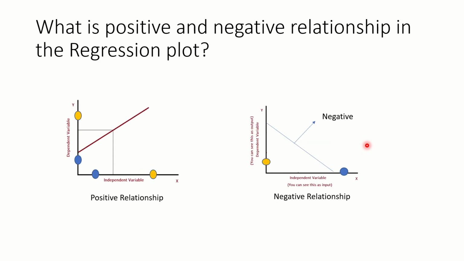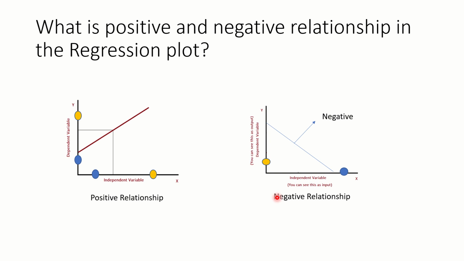What is positive relationship and what is negative relationship in the regression plot? Very simple. If x-axis increases and simultaneously you see the y-axis getting increased, we call it positive. I work for 5 hours, my wage is $5. I work for 10 hours, my wage is $10. This is positive.